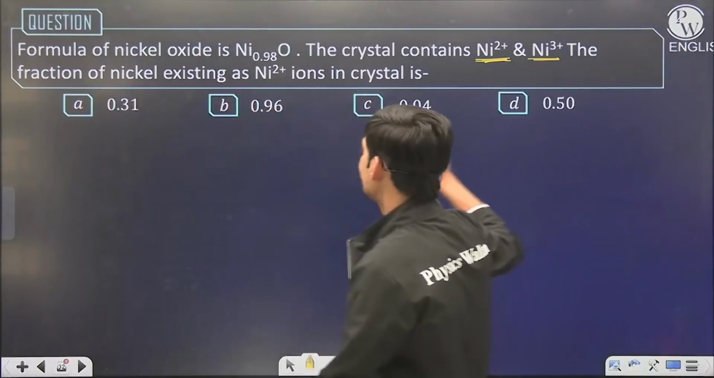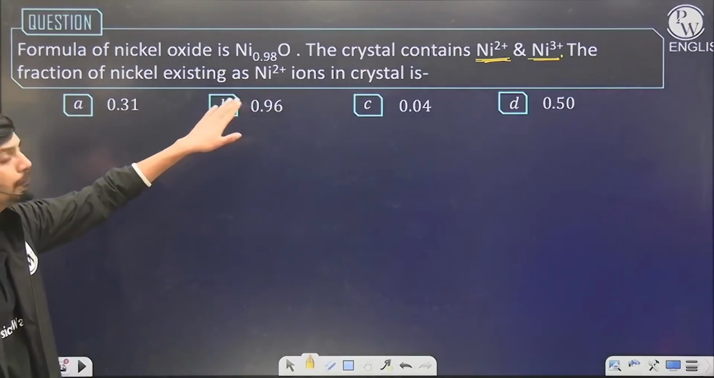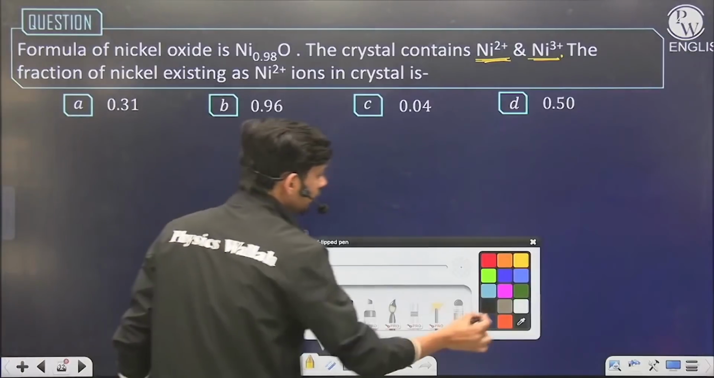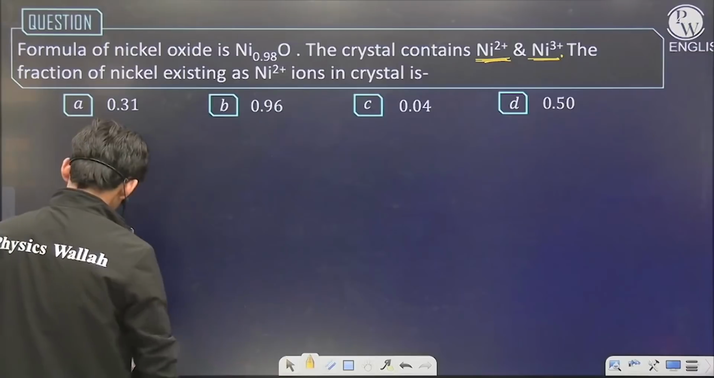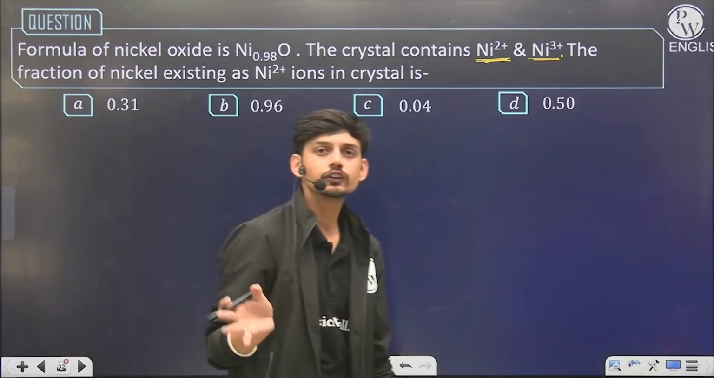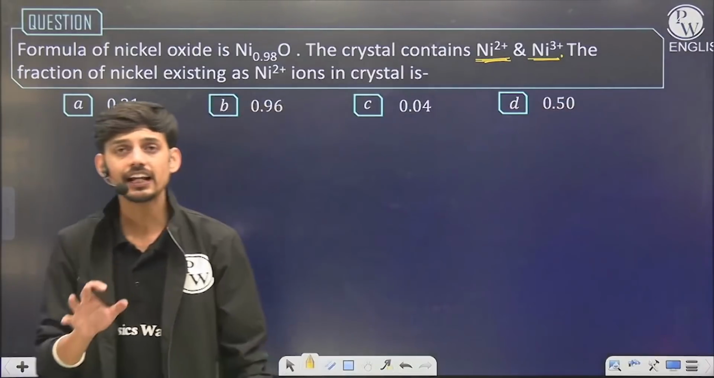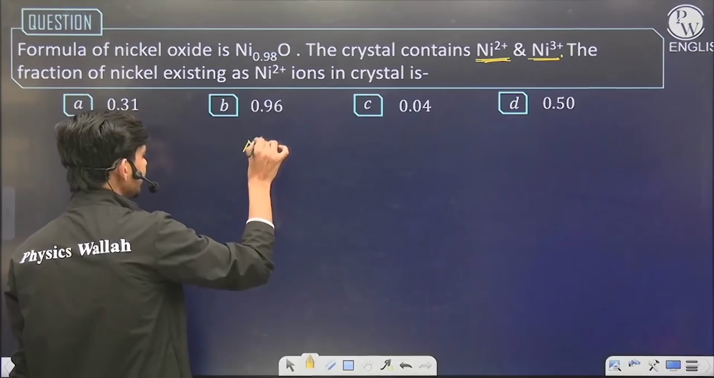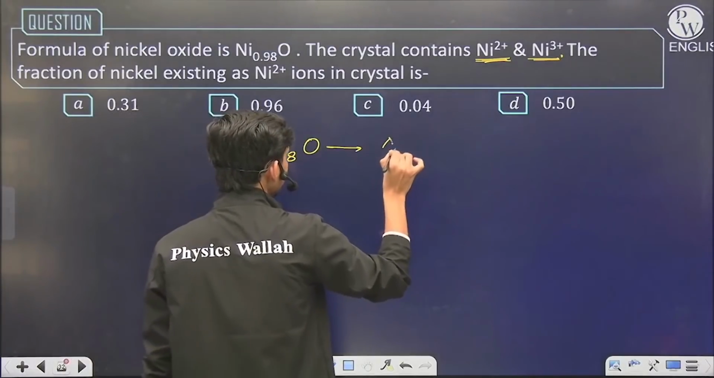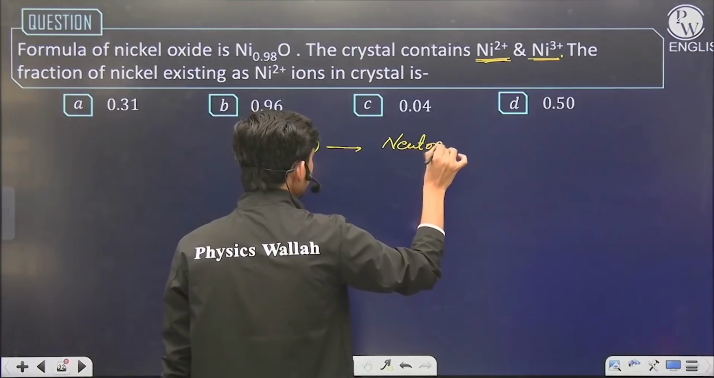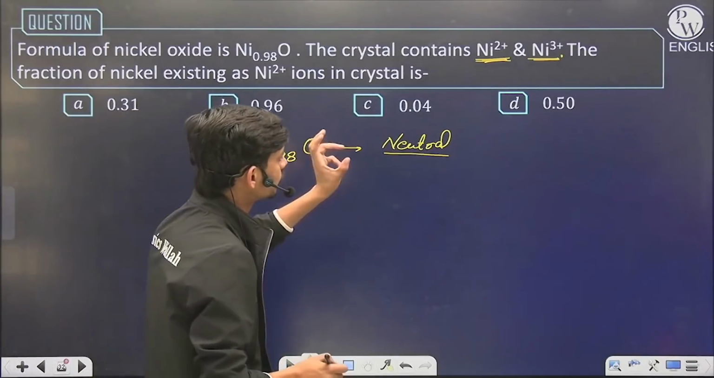We have to find the fraction of nickel existing as nickel 2 plus ion in the crystal. So now let's solve the question. And remember, any defect, whether it is stoichiometric, non-stoichiometric, or impurity, does not change the electrical neutrality. So I can say that Ni 0.98 O will still be neutral. And this is the fundamental principle for solving this question, neutrality.